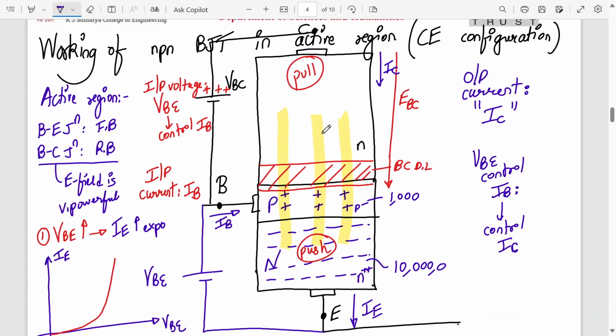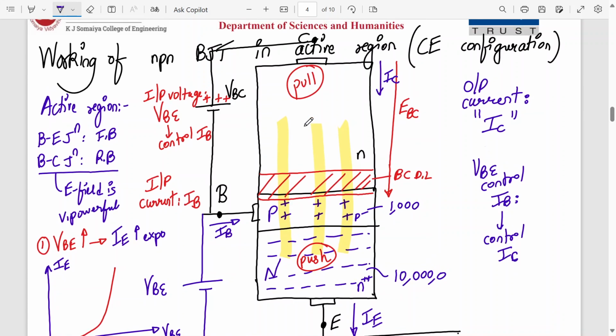And now let's say 95% of the electrons from the emitter, after crossing the base junction, reach the collector junction. Now why will they go to the collector? Because of a very powerful electric field. They will be attracted towards this positive side of the supply, because reverse bias is very high, forward bias is very less, maybe in the range of 1 volt. This is in the range of 10 volt. So the electric field is 10 times more powerful. So all of these electrons are pulled into the collector region, where they constitute the collector current.